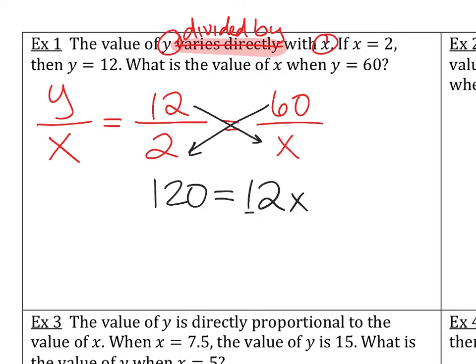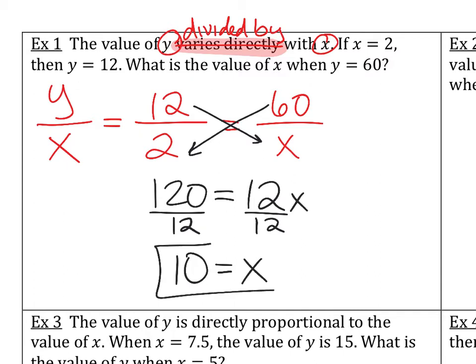So what am I going to do next? Divide by. I'm dividing by 12 because I want the x by itself. What is 120 divided by 12? 10. Yep. Voila, x is equal to 10.